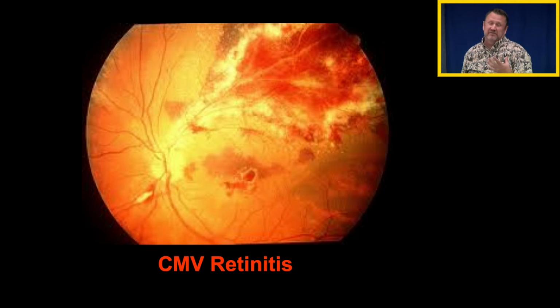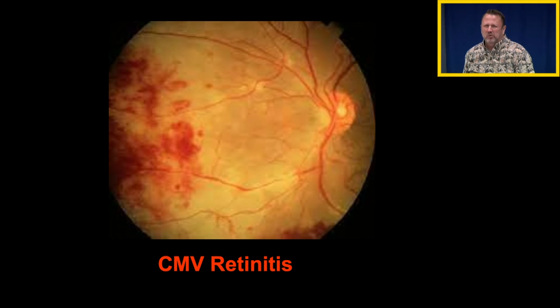If you ever see CMV retinitis, or pictures of it, or see it through an ophthalmoscope, the first time I saw it, I was a third-year medical student, and it was a very memorable thing to see. We can see these white and red patches developing on the retina, and this can cause blindness. So this is something we definitely want to be on the lookout for with our HIV and AIDS patients, is any kind of visual changes they might be experiencing.